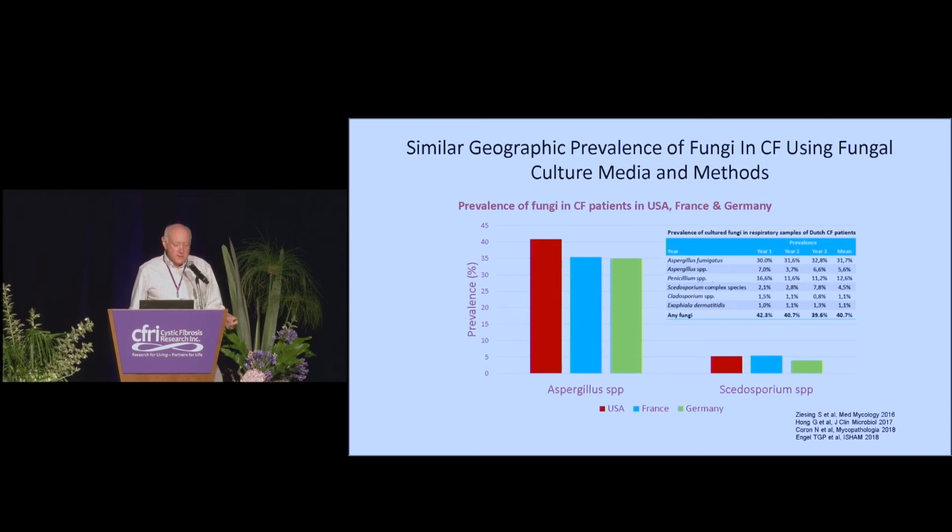So is this a unique study, or is it really reflecting what the real situation is? I think it's the latter. You can see there that study result is shown in a red bar, and then three other studies listed here in the blue and green bars, and also the inset table show that between 30 and 40% of CF patients have Aspergillus fumigatus, just based on using selective fungal media.